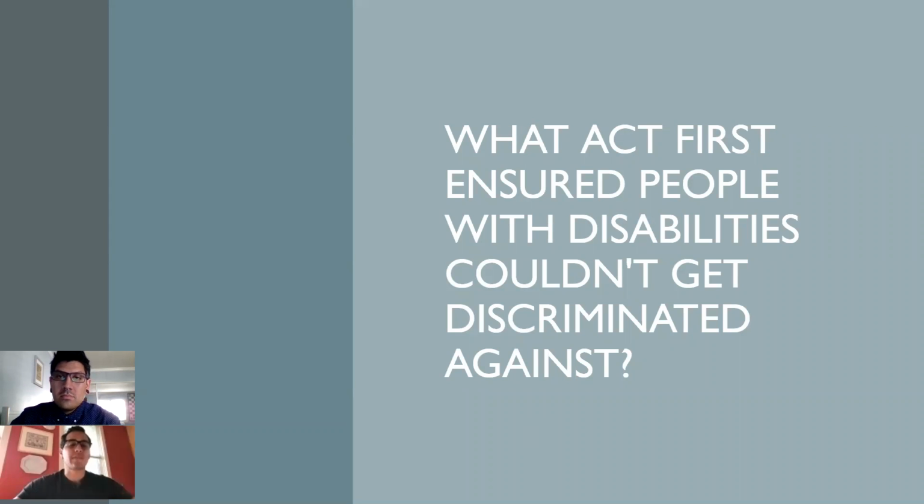Now, what act first ensured people with disabilities couldn't get discriminated against? I'll go ahead and give you a couple more seconds to maybe discuss this, think about it, and we'll talk about it together. So the act that first defined the word disability and also gave rights to people with disabilities was the Rehabilitation Act, Section 504 in 1973. So this ensured that people with disabilities could not be discriminated against.